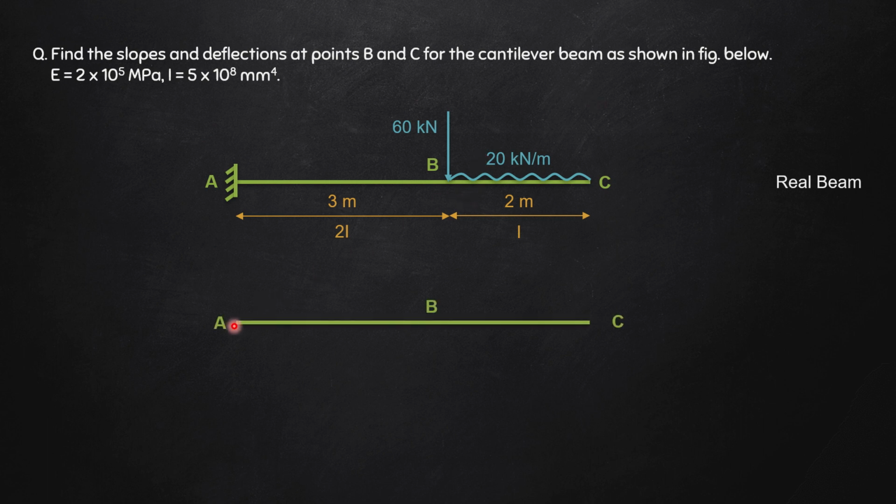Now, as we know, the conjugate beam is a fictitious beam of the same length as the real beam. So, as you can see, the length of the conjugate beam ABC is the same as the real beam, but the supports are not the same. If there is a fixed end, it becomes a free end, and if there is a free end, then it becomes a fixed end. So here in front of you is the conjugate beam for the real beam. So the first step is done. We have converted the real beam into the conjugate beam.